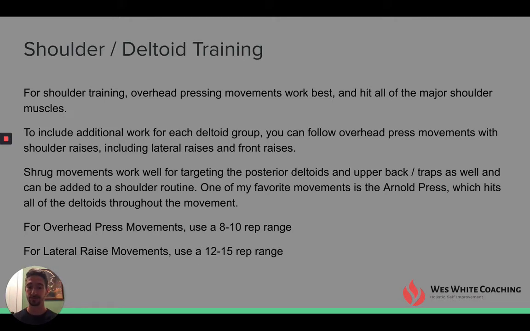So it gets to hit all of the major deltoid training areas all at once. For overhead press movements, since we're using all of the deltoids together, and mostly the medial deltoid and anterior deltoid, which are a little bit stronger and more developed in most people, you're going to be using, again, that 8 to 10 or 8 to 12 rep range. For lateral raise movements, you can feel this when you do the movement. It's a lot harder because those medial deltoids are not always as well targeted, and you're using just one muscle group within the shoulder. So you're going to be doing a higher rep range with lighter weight, usually 12 to 15 reps.